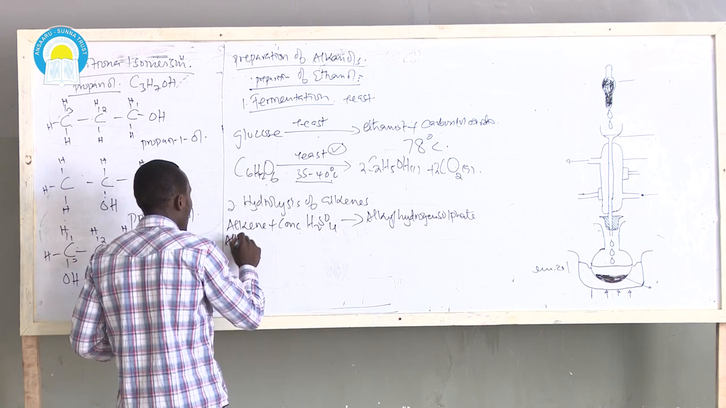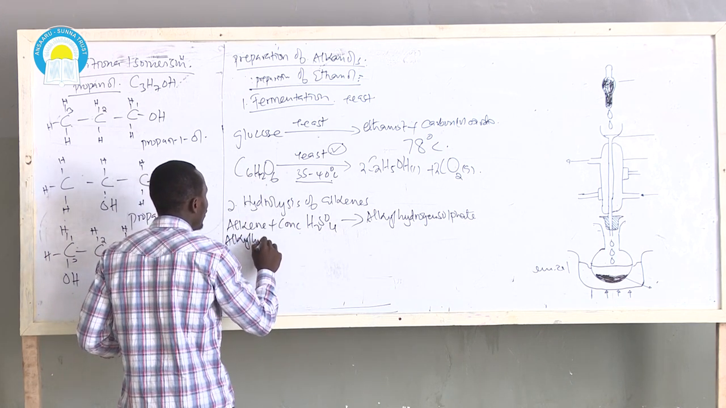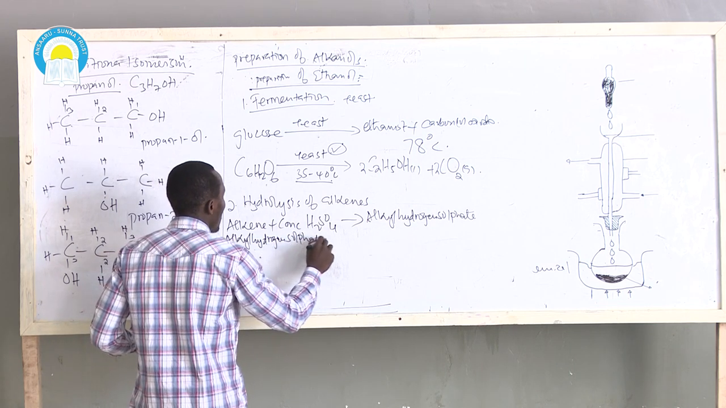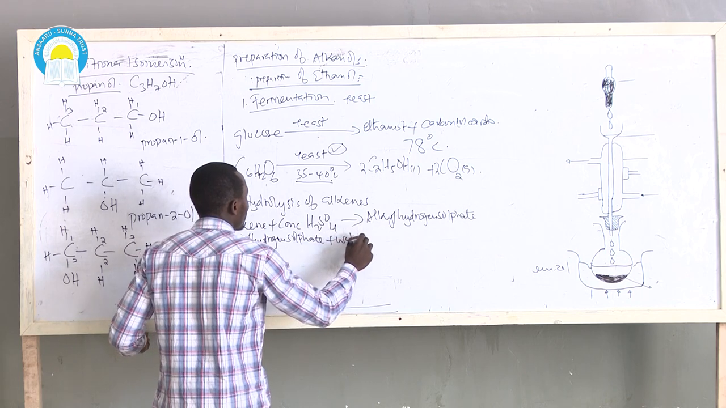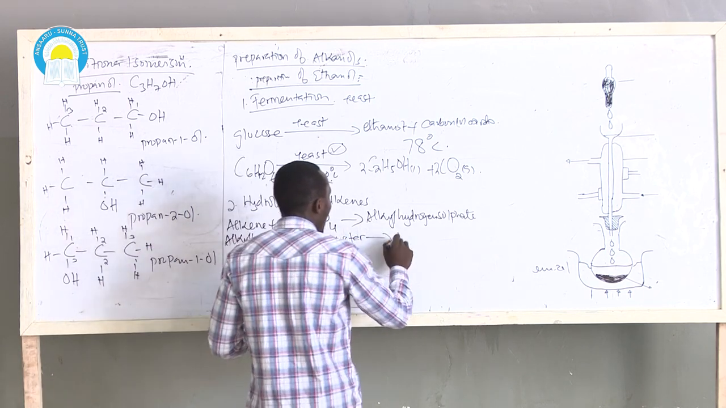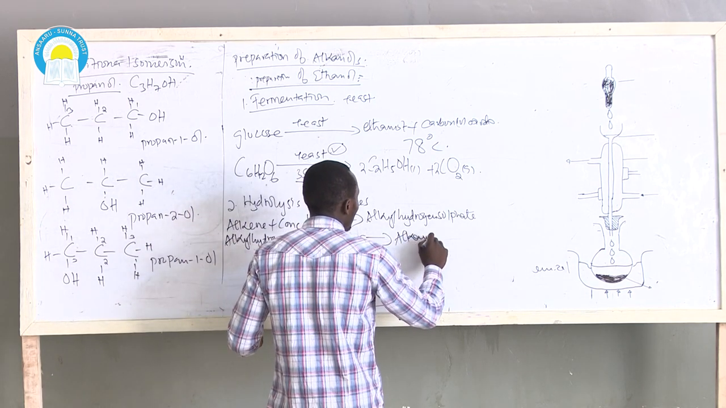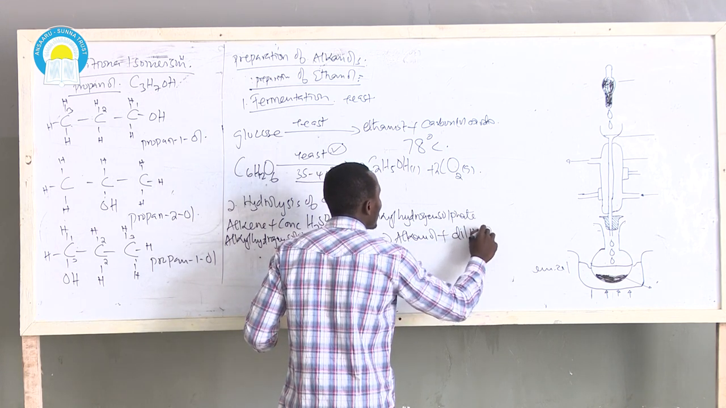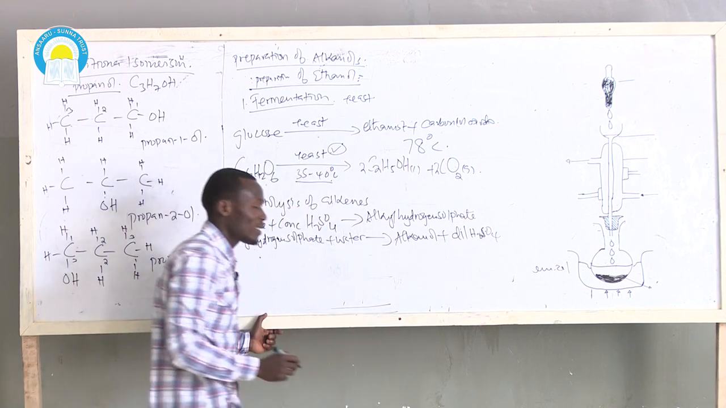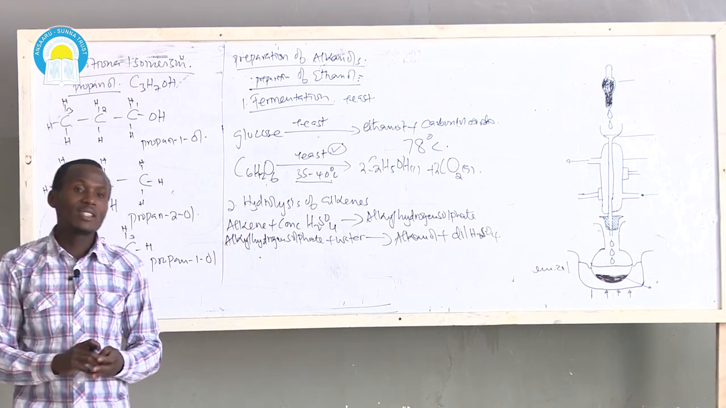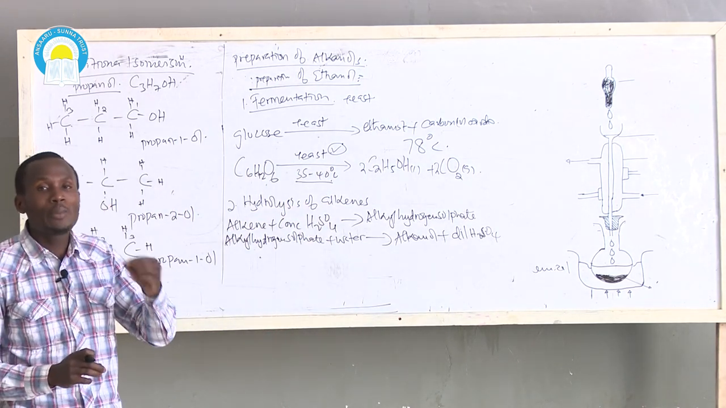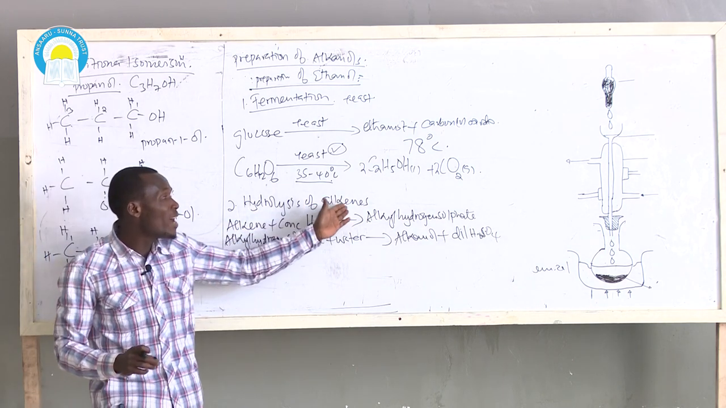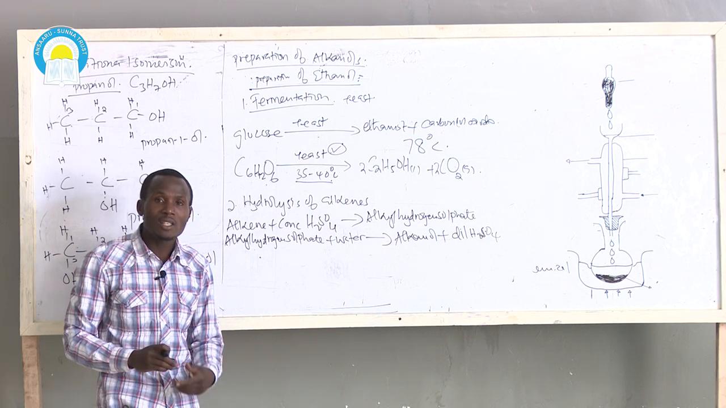We have alkyl hydrogen sulfate plus water, giving us alkanol plus dilute sulfuric (VI) acid. This is the second method on how we can prepare alkanols in the lab, that is hydrolysis of alkenes by use of concentrated sulfuric (VI) acid.